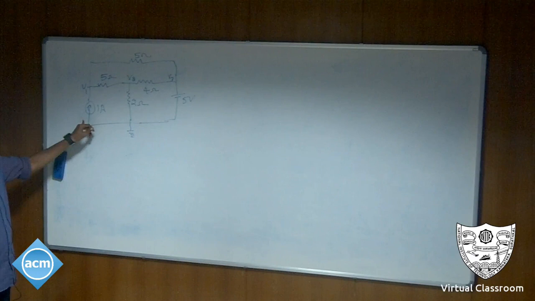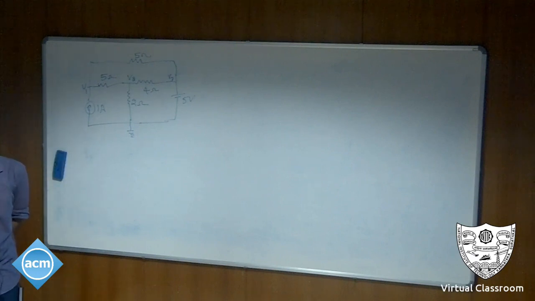Tell me the power dissipated by the 1 amp source. What's power? Say it's delivering a current I at voltage V, what's the power? IV. So tell me the power associated with the 1 amp source.